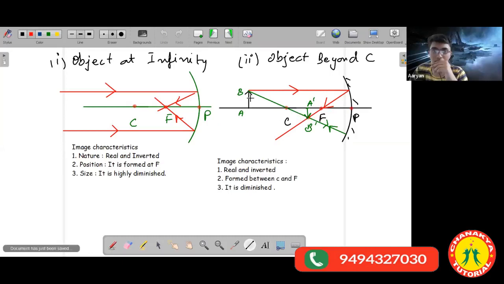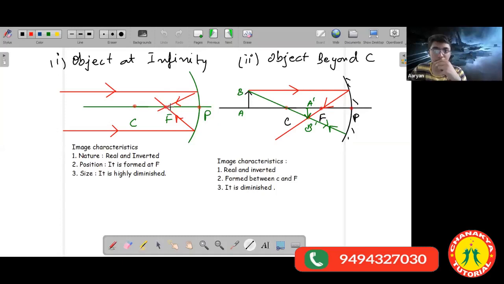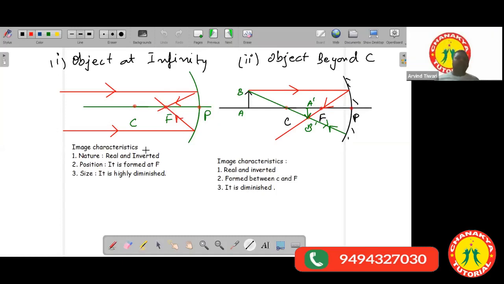Yes, the image is quite small, so it is diminished. Here it is highly diminished. It's very small. Sir, for an object at infinity, nothing could be seen? No, it could be seen, but it's very small.